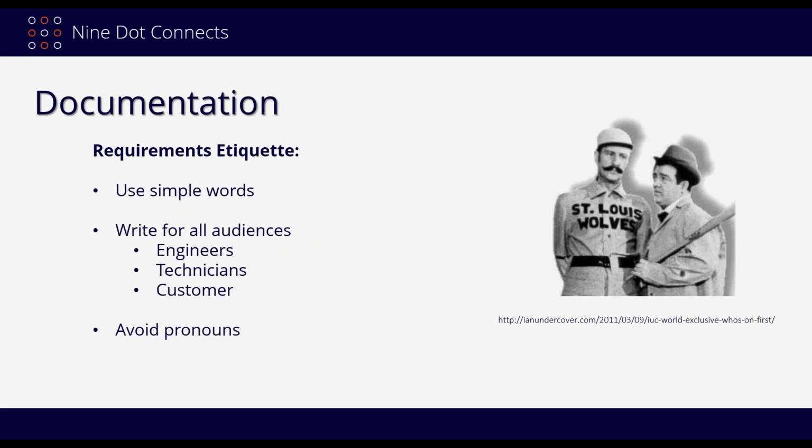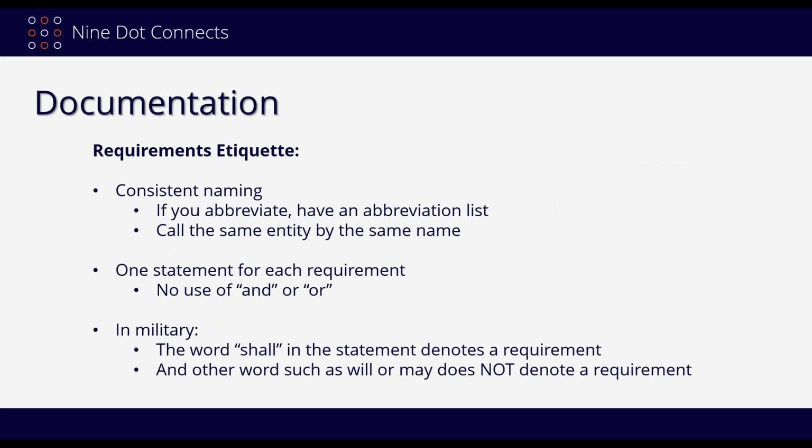Because that can have a tremendous result not only on how the requirement is made, but how you're going to test it. All right, some requirements etiquette, consistent naming. If you're going to abbreviate, have an abbreviation list up front. Number two, call the same entity by the same name. It may be boring, but you know exactly what you're talking about. Again, you're really creating more of a list than something that's easy to read. It's not something like a novel.